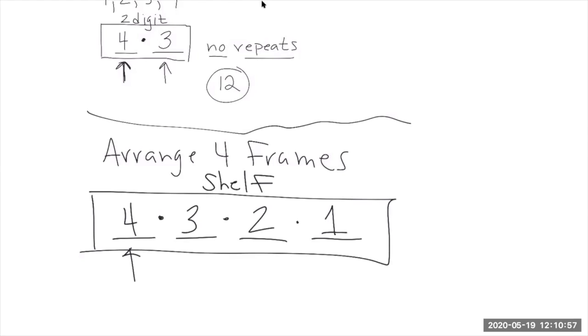So that's just going to be 24. What, 4 times 3 is 12, times 2? Yeah, that's just 24. So that's your way of doing that with the multiplication counting principle.